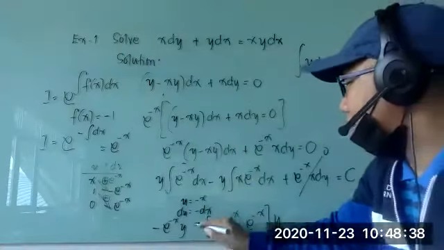So, e raised to negative integral of negative 1 over y dy. Factor out natin yung negative, so magiging positive siya. E raised to the integral of dy over y, and that will be e raised to ln y. E raised to ln y is equal to y. So this integrating factor is y.